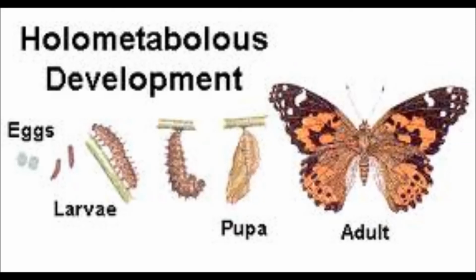The best known example for this type of metamorphosis is the butterfly, which moves from egg to caterpillar to cocoon and then finally to butterfly. Flies also undergo holometabolous metamorphosis or complete metamorphosis.